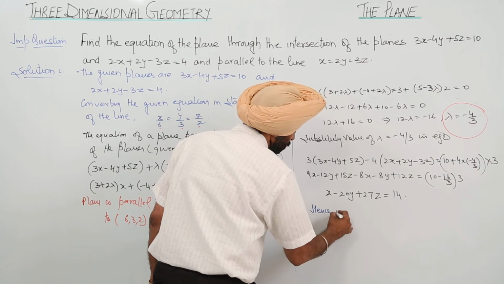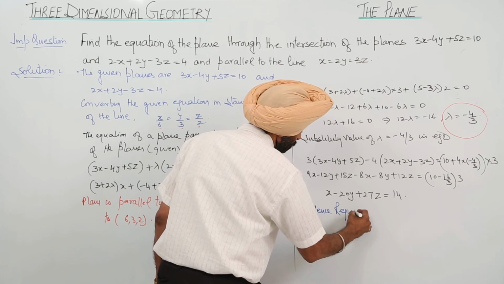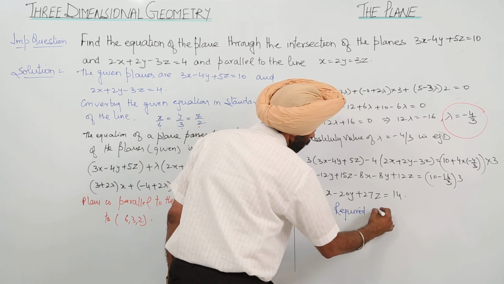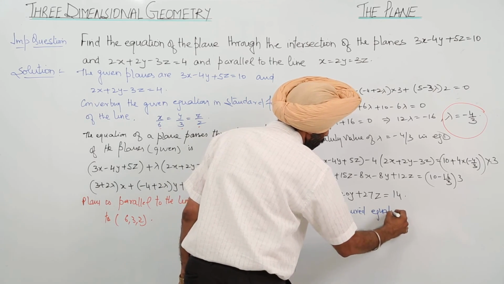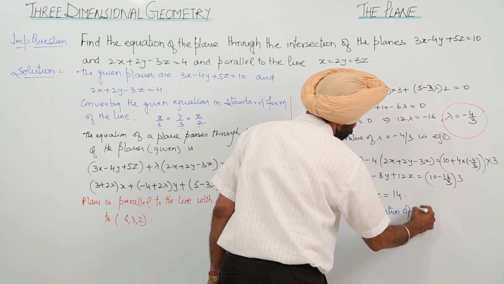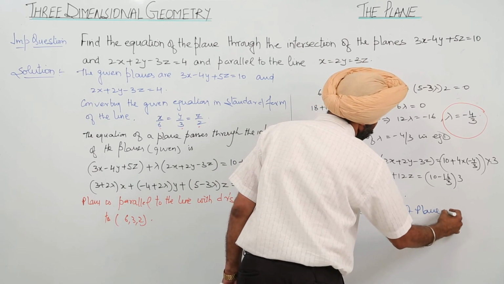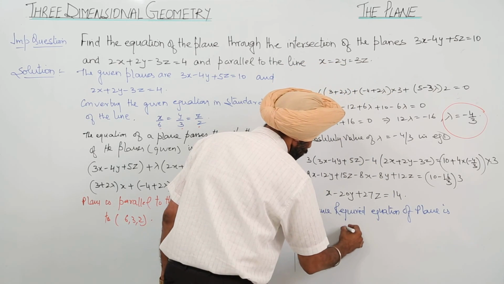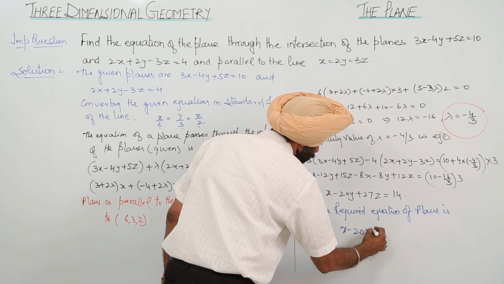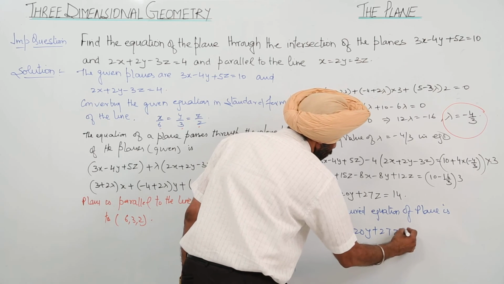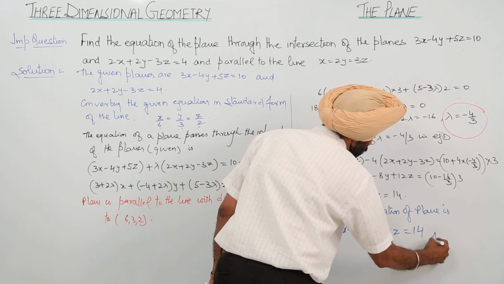Hence, the required equation of plane is x minus 20y plus 27z is equal to 40. This is the answer.